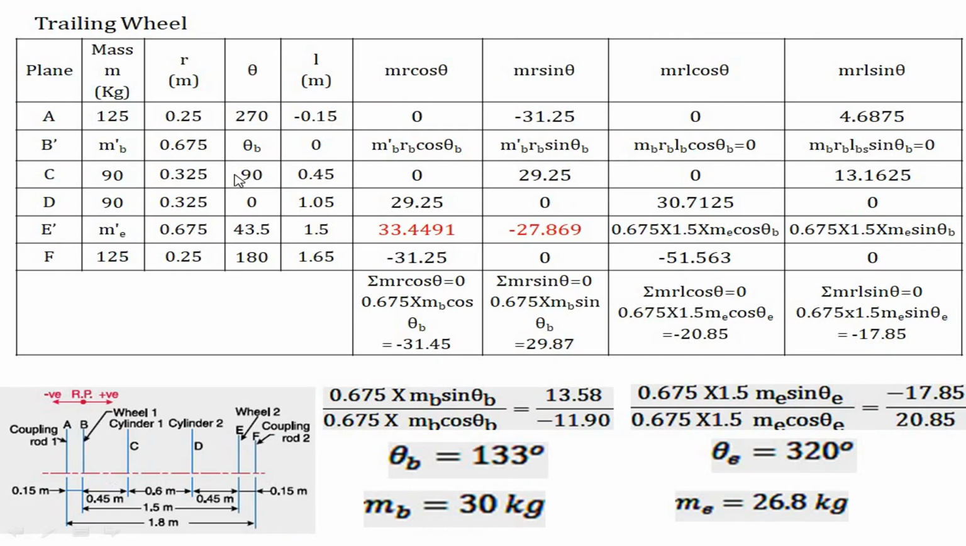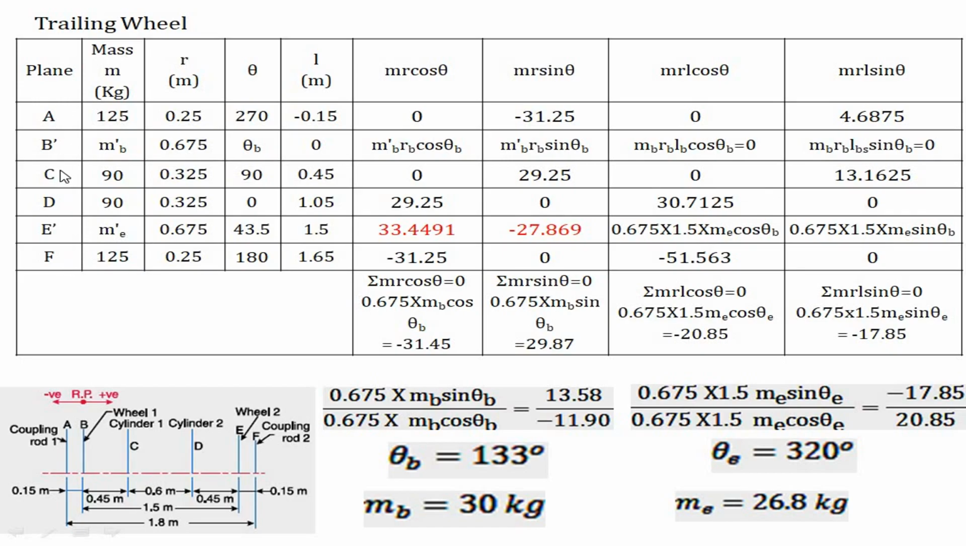In the trailing wheel, we are going to prepare a similar table in which first of all we are going to represent the planes. We have to focus on the value of masses. For plane A, which is representing the coupling rod plane, the total mass of the coupling rod was 250 kg. It has been divided in two sections. Half of the section has been considered with the leading wheel and half is going to be with the trailing wheel. So 125 kg, 125 kg on both planes A and F.